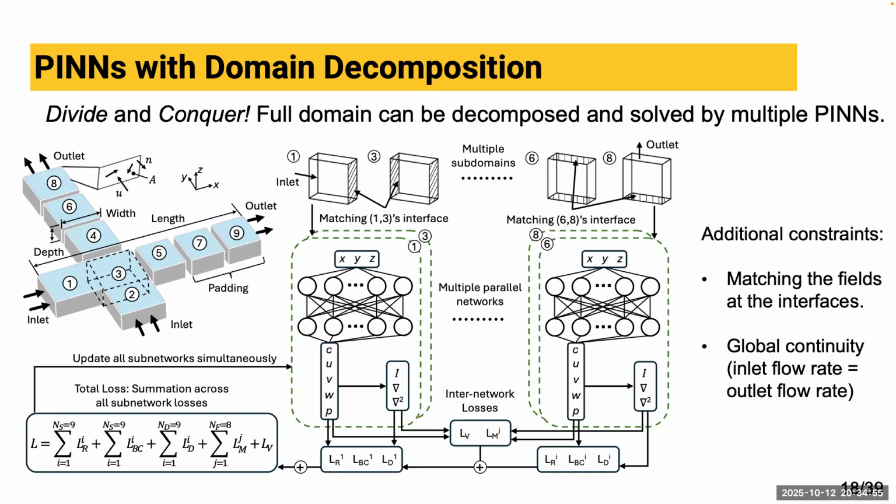To ensure continuity across subdomains, we apply 2 additional constraints: the interface matching condition and global continuity. Global continuity means that the sum of the inlet flow rates is equal to the sum of the outlet flow rates.